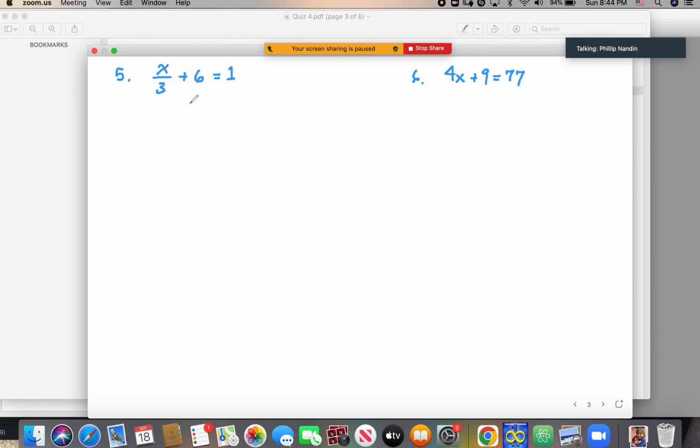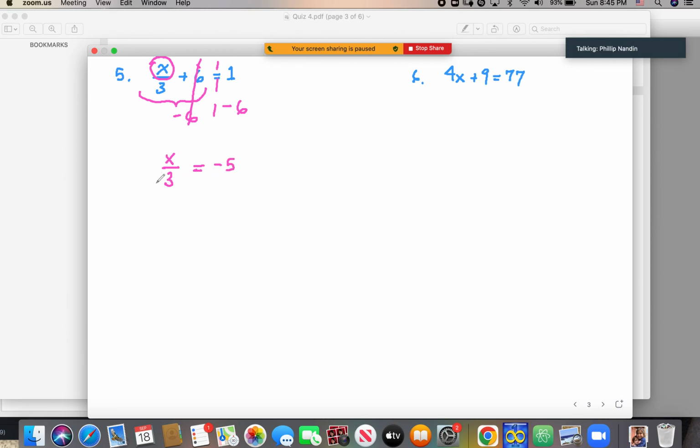Okay. Now we're on to two-step equations, and we're trying to get X by itself in this case. So you want to work your way from out to in. So you're working with this left-hand side, out to in. This +6, get rid of first. -6 on both sides. +6 minus 6 is 0. You're left with X over 3 equals 1 minus 6, which is -5.